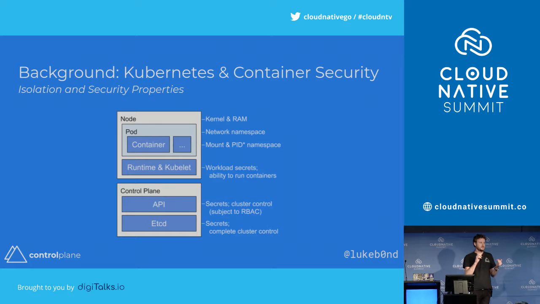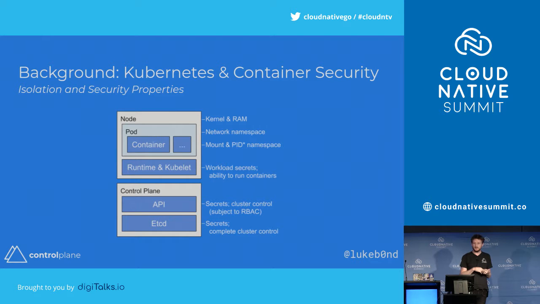The next isolation boundary is the host itself, or node as I've called it here. On that, you have the container runtime, such as Docker, and you have the kubelet. Each host has its own kernel and RAM, of course. So you can start to see the story here, where if you break out of these various isolation boundaries, you have access to more stuff. And this is what an attacker would like to do when they break into a containerized workload.